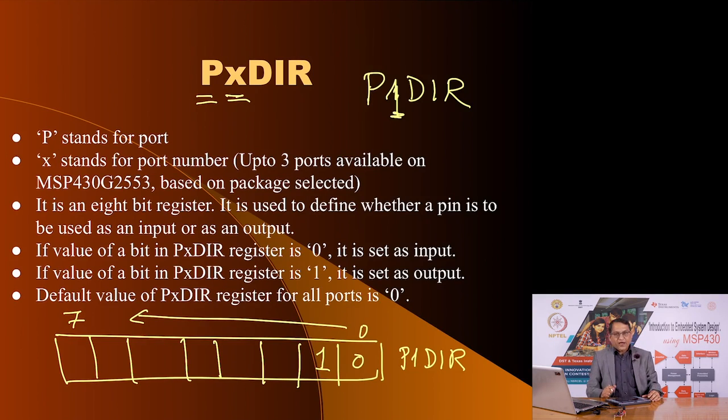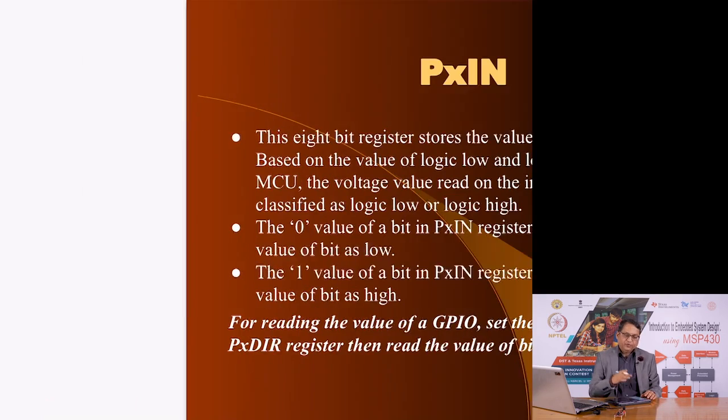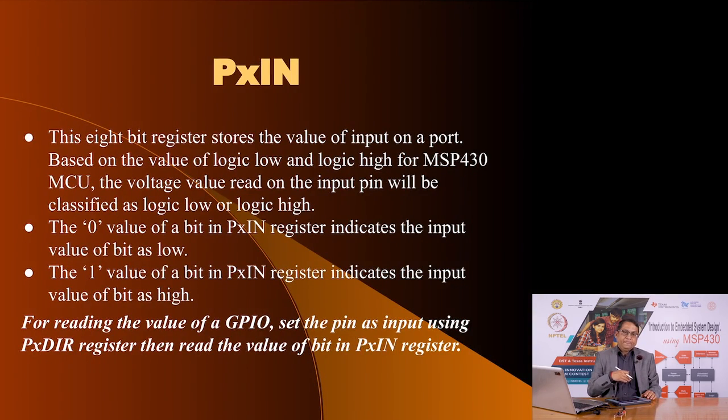Now, if I choose, by writing a 0 in the P1 direction register, to make it as input, where do I read the input from? This is just going to determine the direction, input or output. Now, you have to read different registers if you have made this pin as input or as output. If you want to make this pin as input, you have to read a register called PxIN. So, here for P1 it will become P1IN.